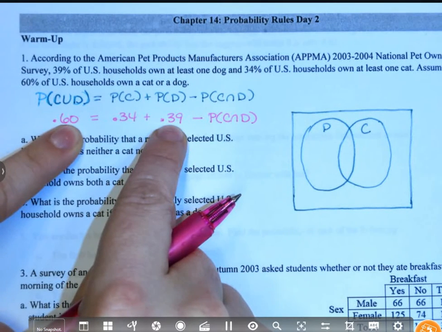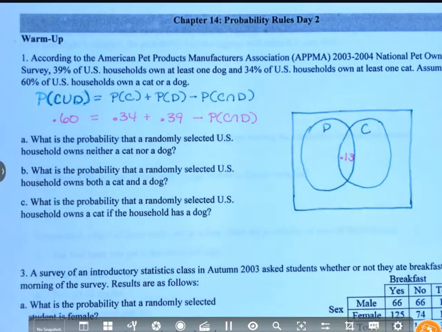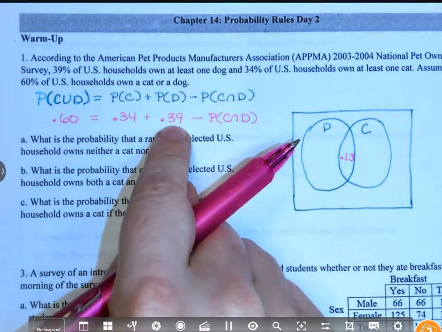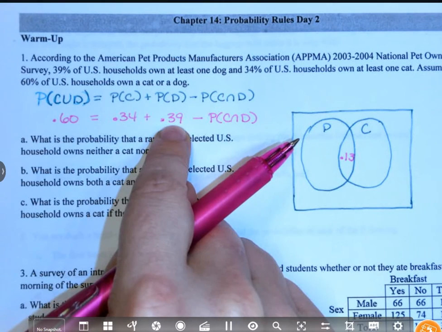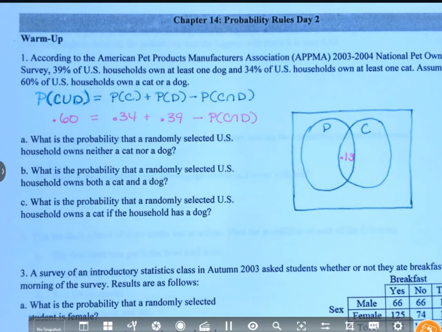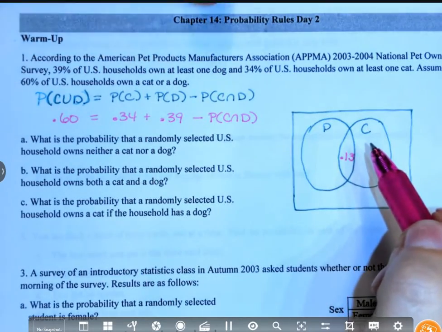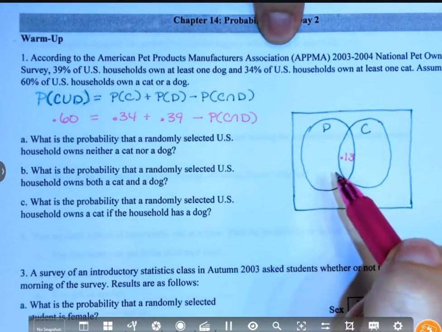So what percent is in both groups? I'm going to put 0.13 here, because 34 plus 39 is 73. That is 13 over. Okay. Now, we've got some more information to fill out my Venn diagram.